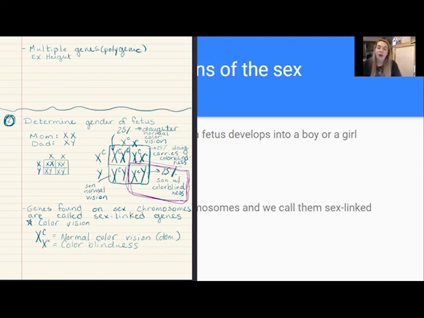If you have any questions about the packet, please either email me or you can come to office hours.